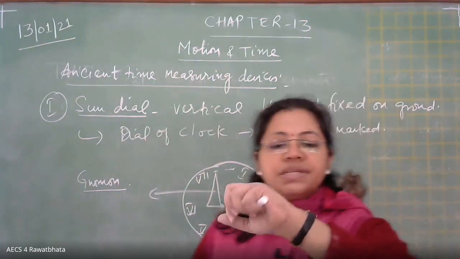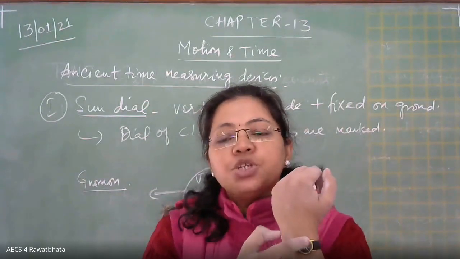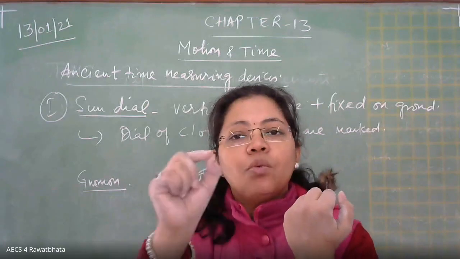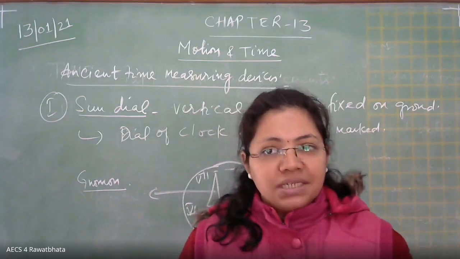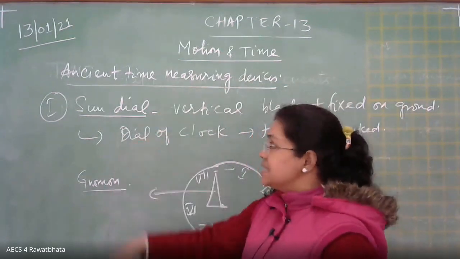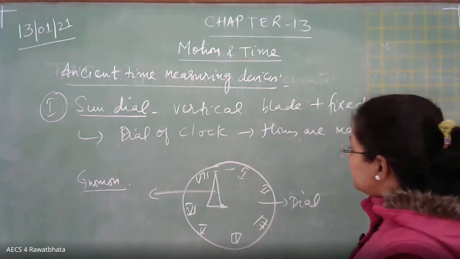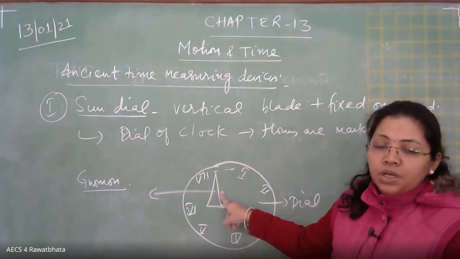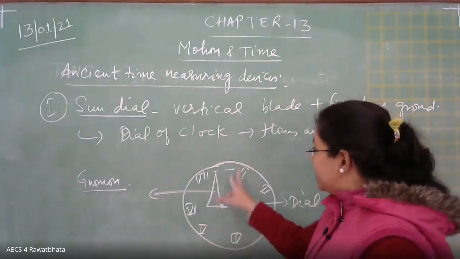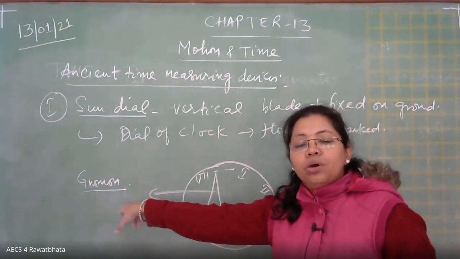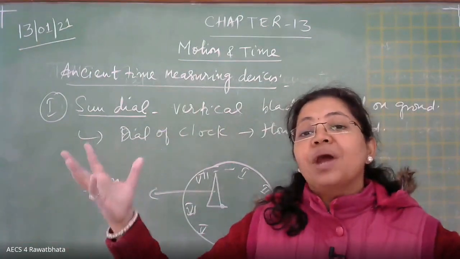Dial means, for example, everyone has a wrist watch, so the face of the wrist watch, the particular surface on which you have the marking 1 2 3 4 5 6, that particular part is called a dial, right? Now this sundial, they used to measure the time by the position of the shadow. So how these kings used to construct this sundial, they used to fix this vertical blade called gnomon in an open area where they used to get a clear and bright sunlight.